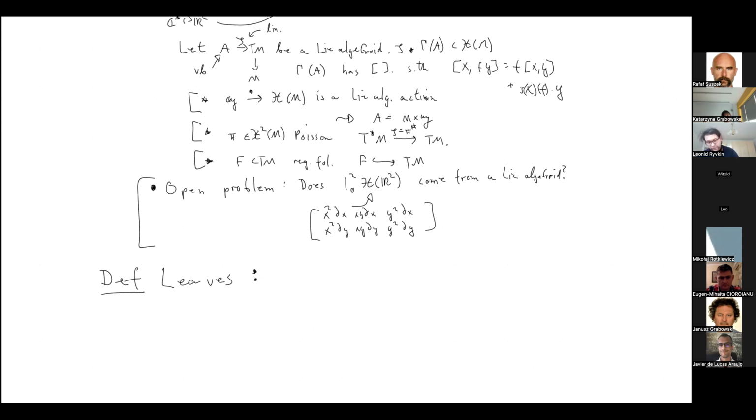So one of them is dynamical. And it is the definition that I wrote down earlier. So for the regular foliation, the leaf through a point P is everything I can reach if I apply flows of vector fields in the foliation to P.